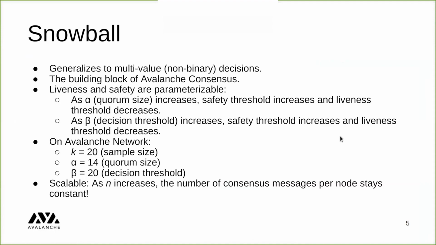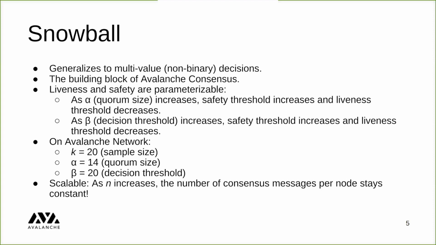Okay, so Snowball generalizes to multi-value decisions, not just binary ones, right? Like we had pizza or barbecue, that was a binary choice, or blue or orange. But it turns out that this generalizes to multi-value decisions where you can be deciding from not just two things, but many things.